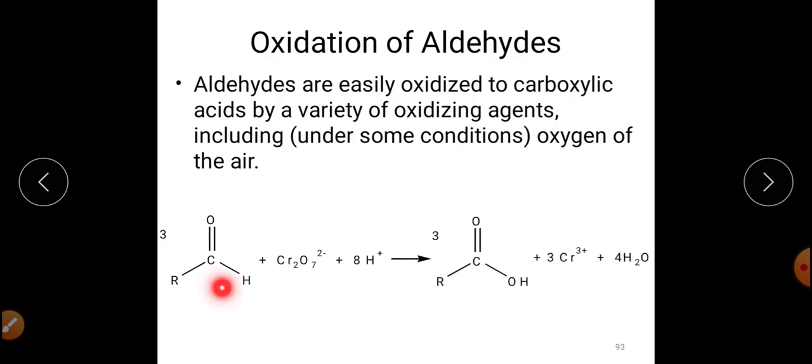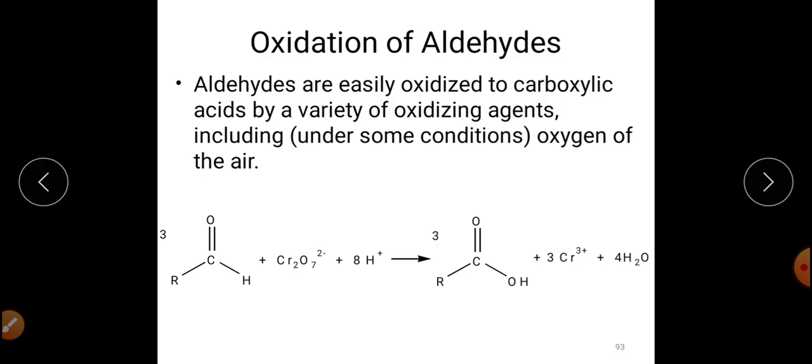For example, this is your aldehyde, and this aldehyde will be oxidized into carboxylic acid. So aldehyde on oxidation will get converted into carboxylic acids, right? And what kind of oxidizing agent can be employed for conversion of aldehyde into carboxylic acid? That may include KMnO4 in acidic medium as well as KMnO4 in alkaline medium, right?